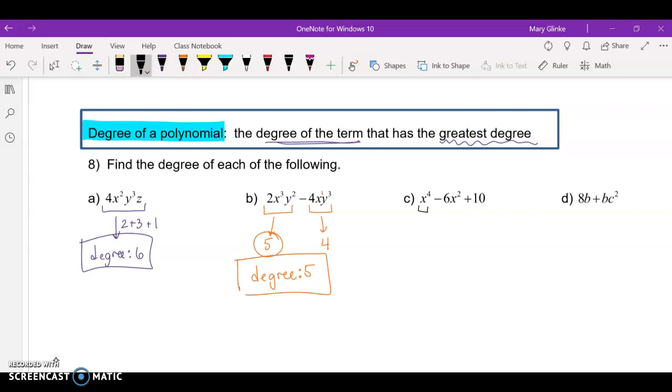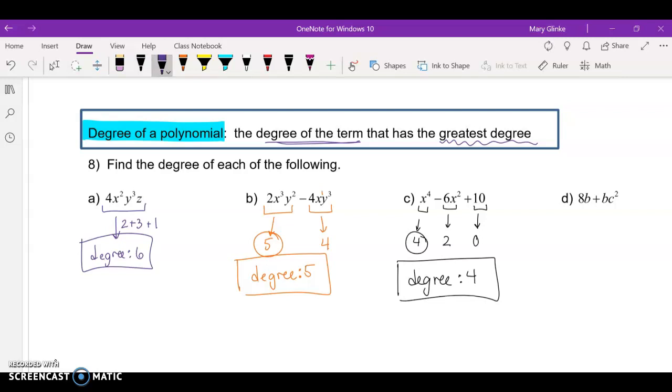So let's try this next one. This first one has a degree of 4. My next term has a degree of 2 because it's x to the second. My third one, there's no variables, so it has a degree of 0. So I find each term, and then I find the highest one there. So the degree of the highest term is 4.